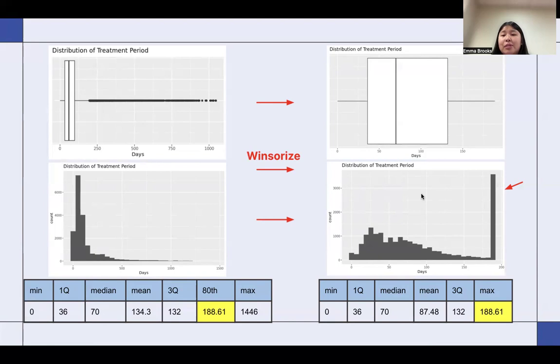And we can see here on the right in the histogram, that very tall bar, those are all of the outliers that were replaced with the 80th percentile value. We can also see that our maximum value is now what the former 80th percentile was.